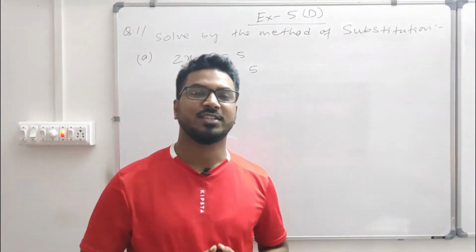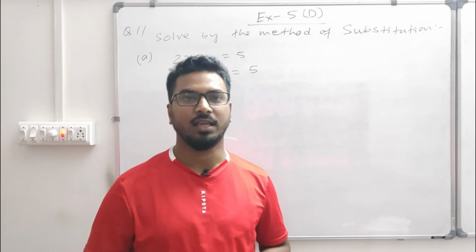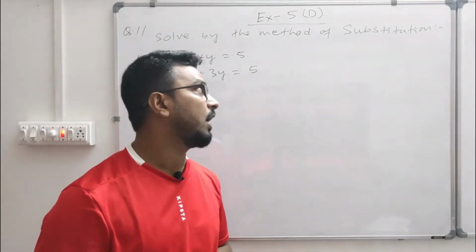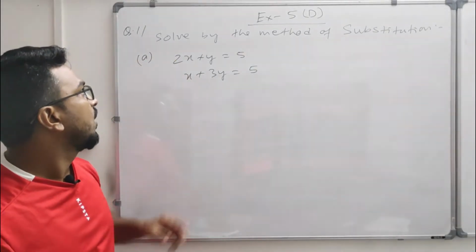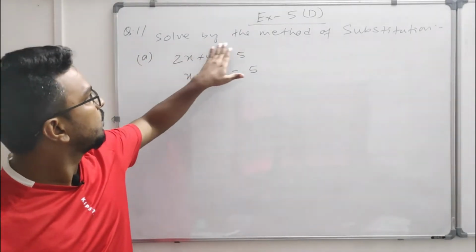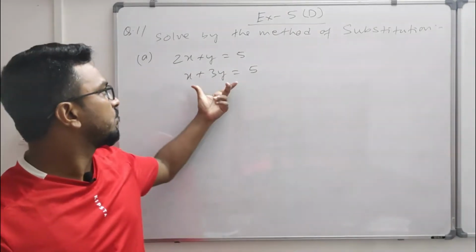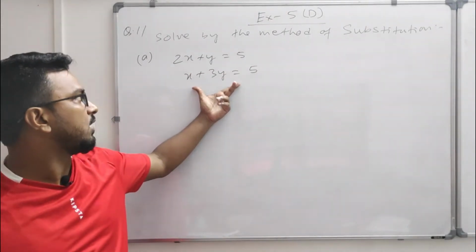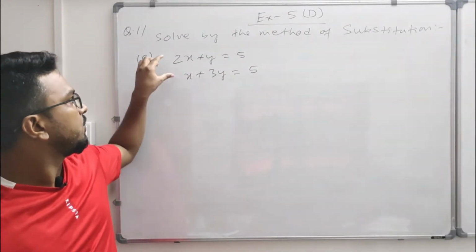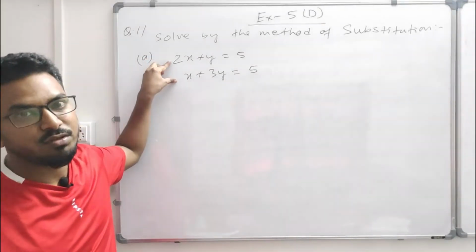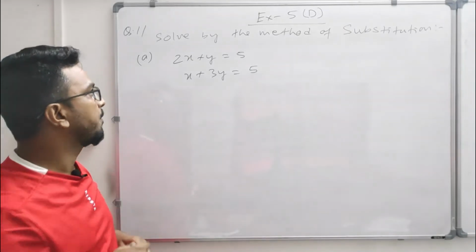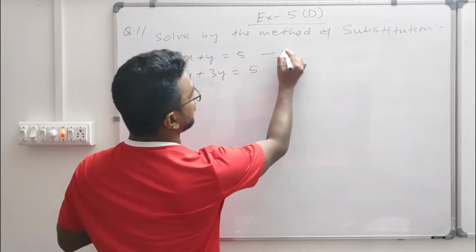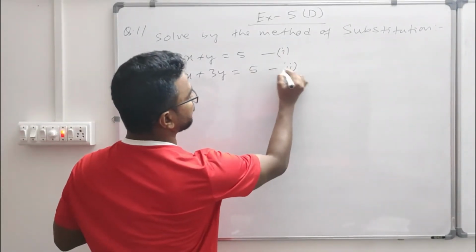So today we'll discuss exercise 5D of class 8 advanced maths from the chapter linear simultaneous equation. Here the first question: solve by the method of substitution. You have to solve this pair of linear equations by substitution method. It means you have to find the value of x and y. Let's take this one as equation 1 and this one equation 2.